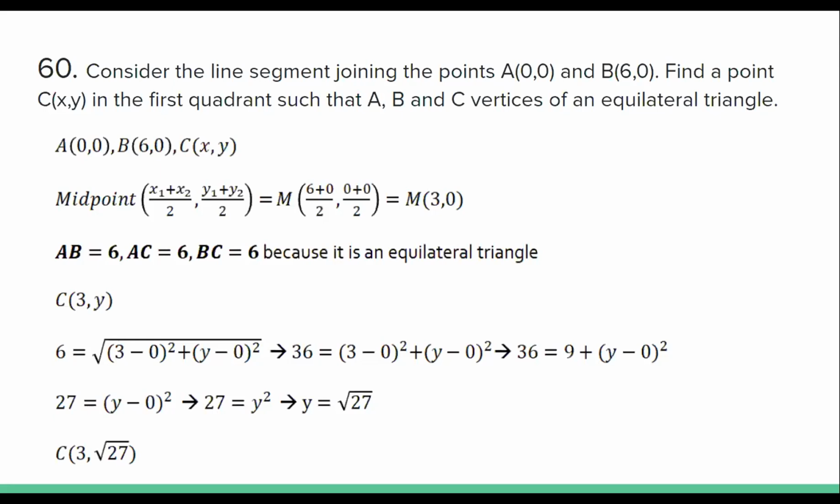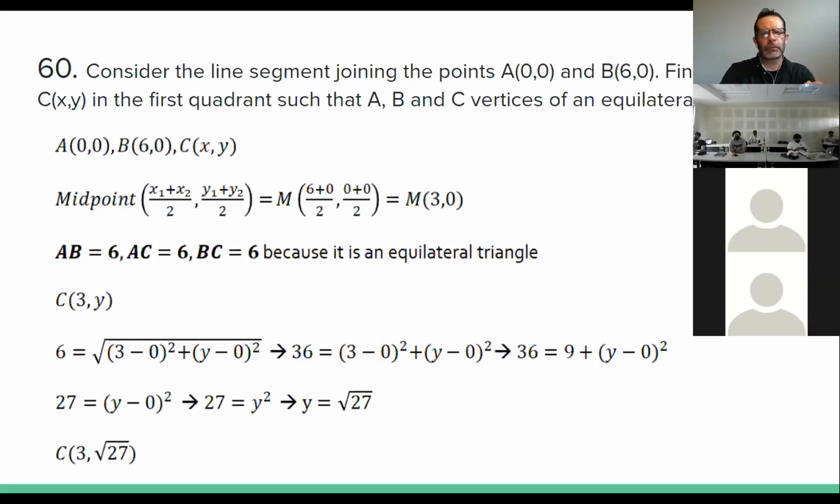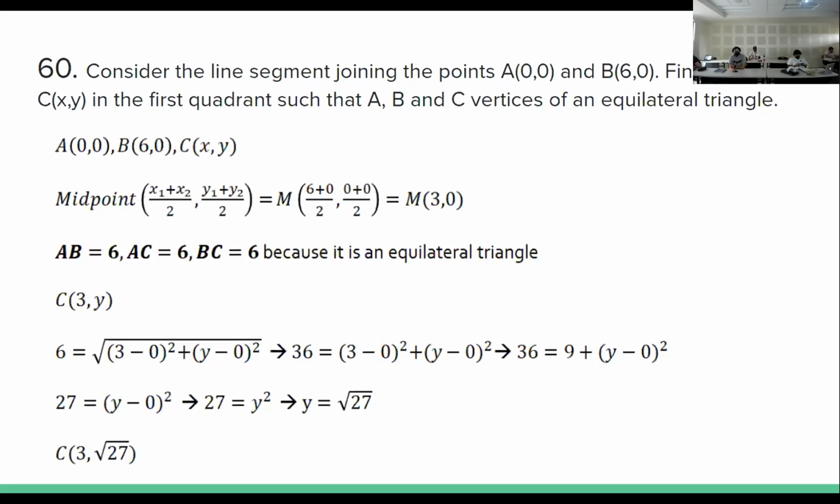And we substitute the formula for distance with the values we know. The distance will be 6, equal to the square root of (3 minus 0) squared plus (y, which is the coordinate we don't know, minus 0) squared, and we do the operations. So we take the square root to the other side like an exponent. So 6 to the power of 2 is 36, equal to (3 minus 0) squared plus (y minus 0) squared.